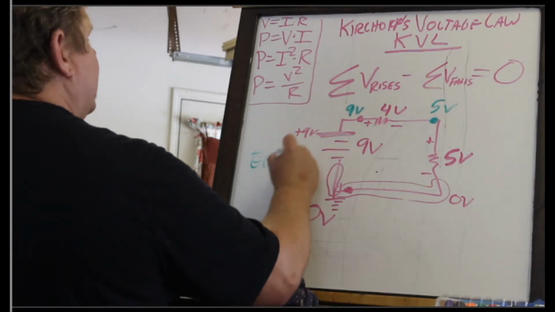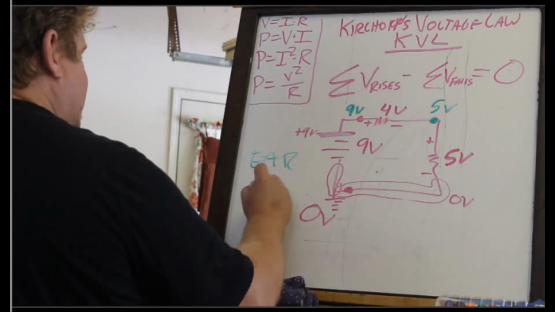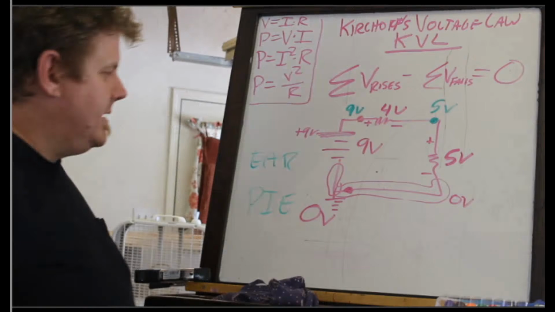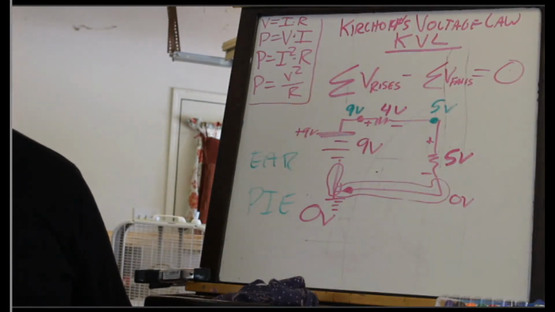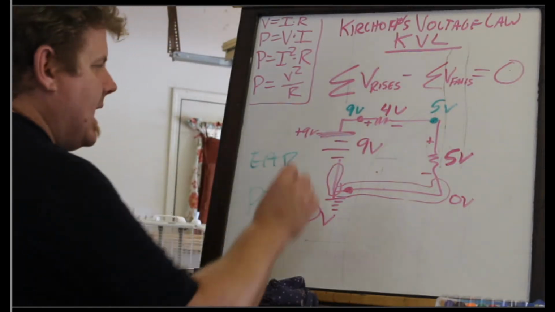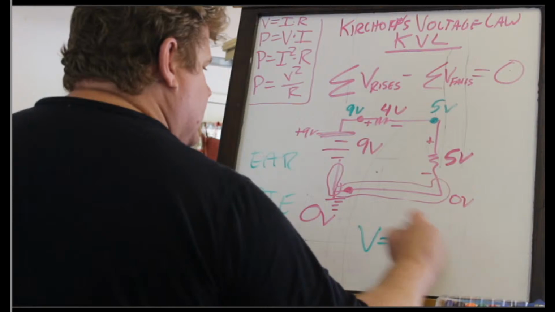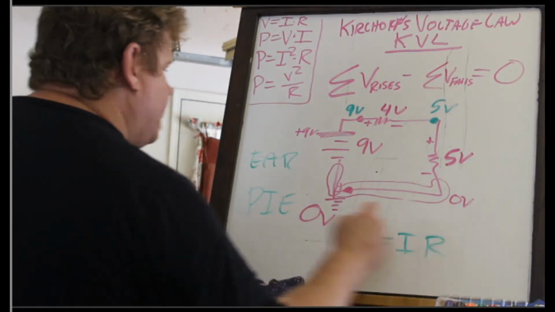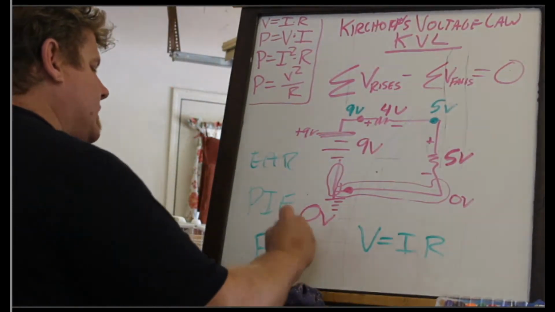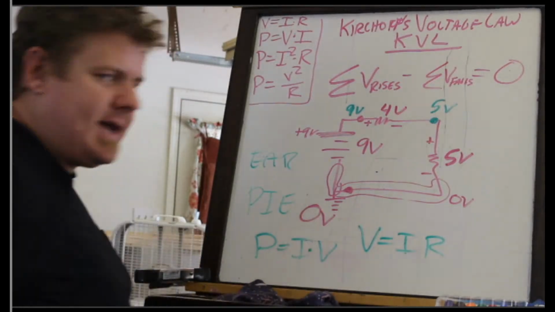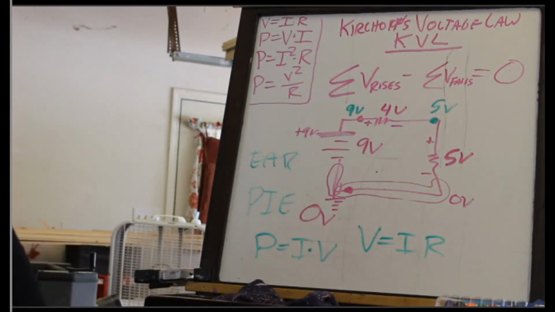Oh, I got it. That's Ohm's law. And that's power. Did I get it? I think I got it. So EAR is voltage equals current times resistance, and power equals current times voltage. I got it. Ear pie. I love it.